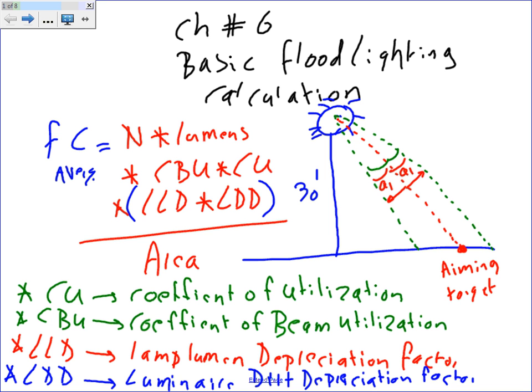LLD, lamp lumen depreciation factor, and LDD, lumen dirt depreciation factor. All these factors, guys, especially these two, can range from 0, being really, really bad, to 1, being excellent. So, any comments about the formula?